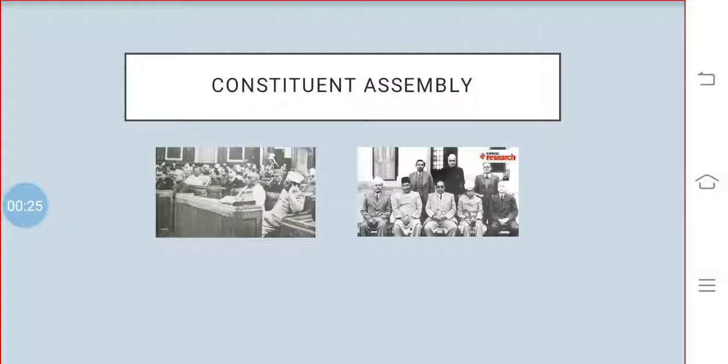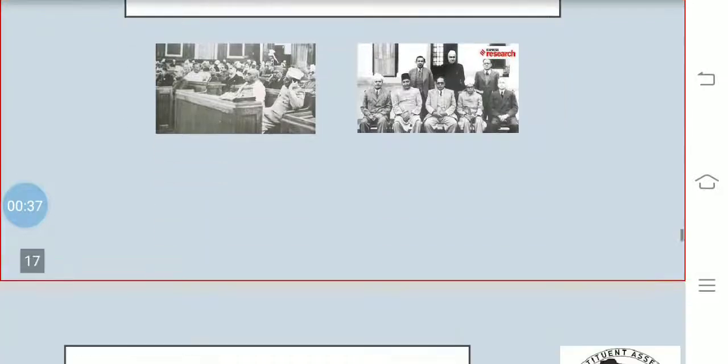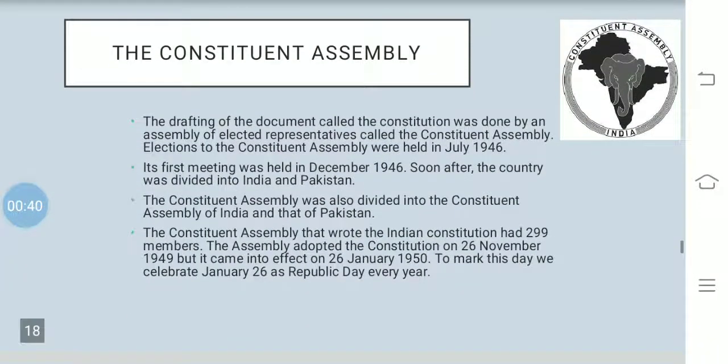Now what was this Constituent Assembly? The Constituent Assembly was just a group of people who actually prepared the Constitution of India. The document Constitution was drafted by the Constituent Assembly. As you can see on the right hand side, this was the symbol of the Constituent Assembly of India. Now, the draft of this document was done by the Constituent Assembly.